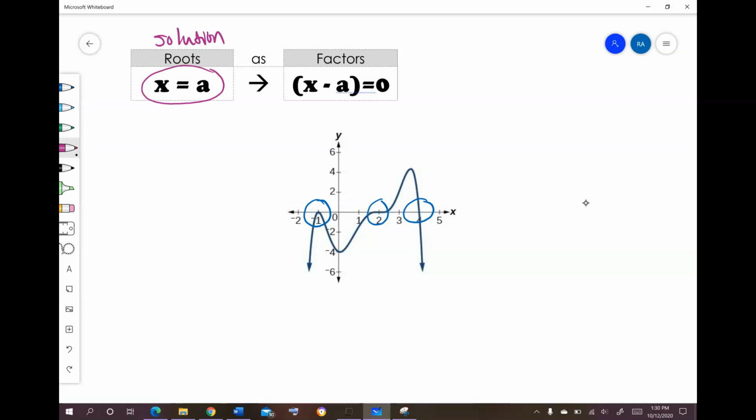So x equals negative 1, x equals 2, and x equals 4. Okay, those are my roots. Now I want to turn those roots into factors so I can form my equation.